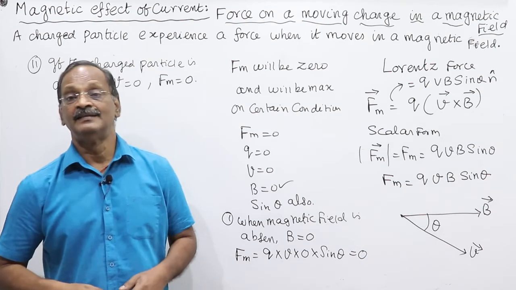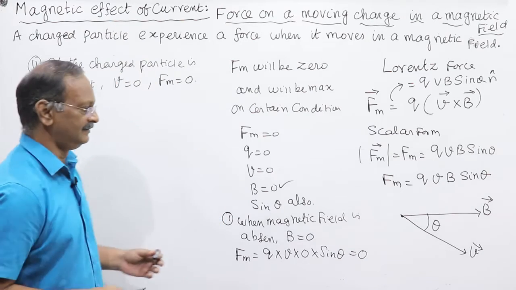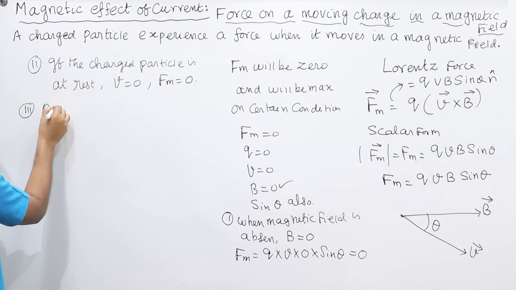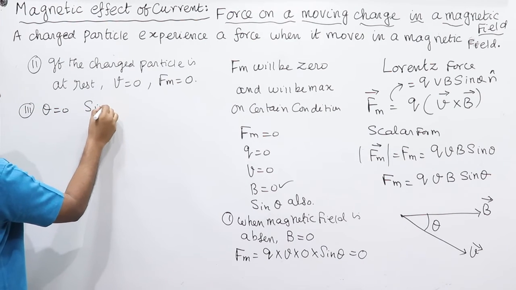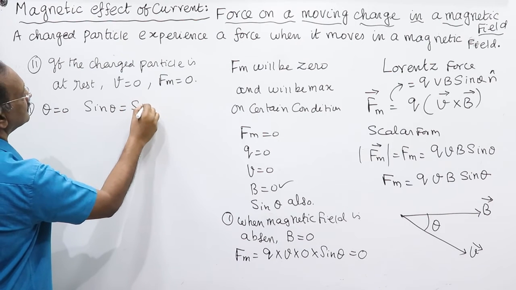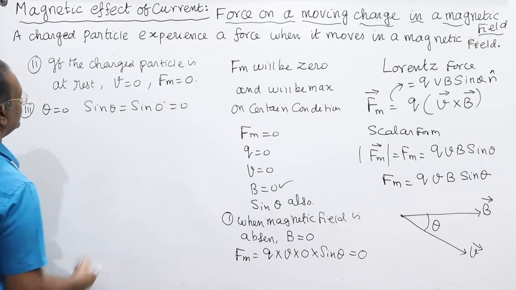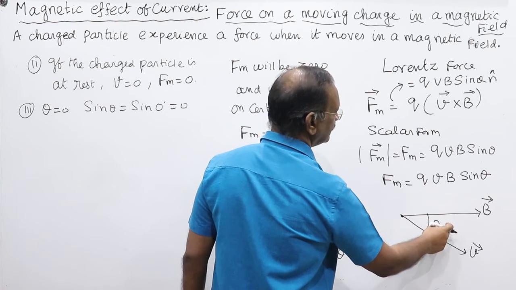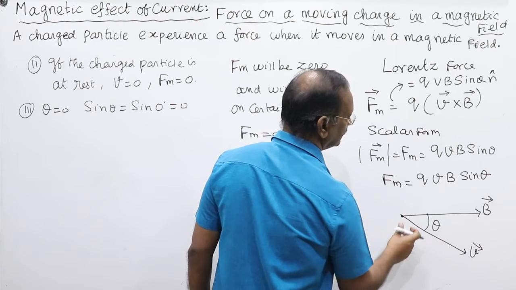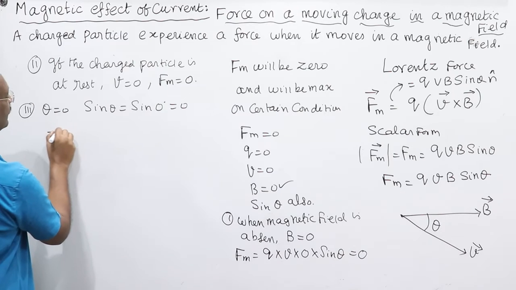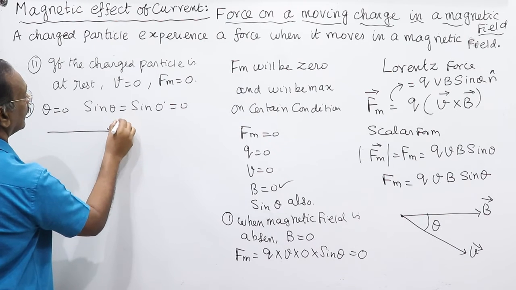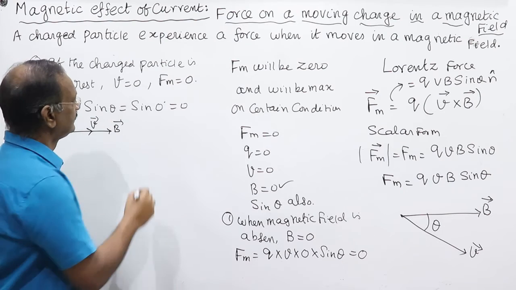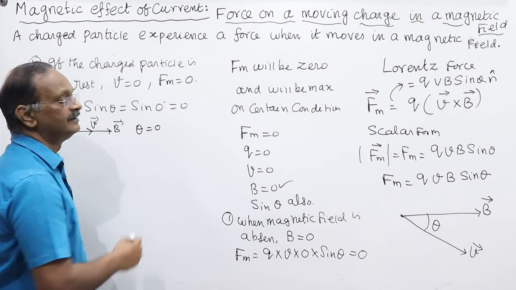The third condition, theta is equal to 0. It means sine of theta is equal to sine of 0 degree is equal to 0. What is the condition? Theta equal to 0 means the angle between them is equal to 0. It means the magnetic field vector B and V are together. In this condition only theta is equal to 0 degree.